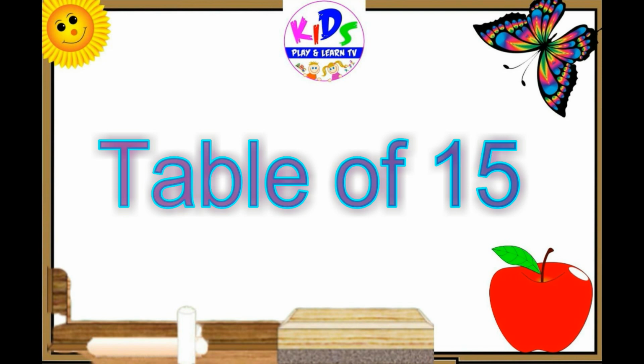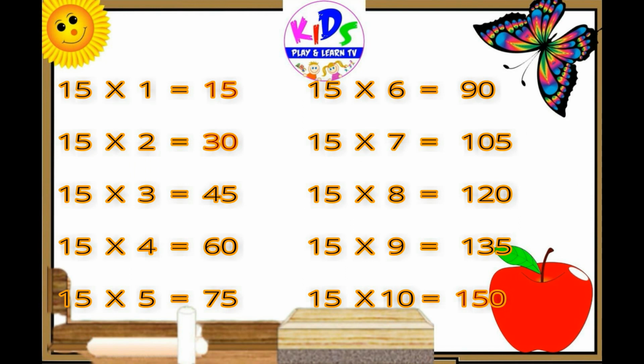Hey kids, let's repeat. 15 ones are 15, 15 twos are 30, 15 threes are 45, 15 fours are 60, 15 fives are 75, 15 sixes are 90, 15 sevens are 105, 15 eights are 120, 15 nines are 135, 15 tens are 150.